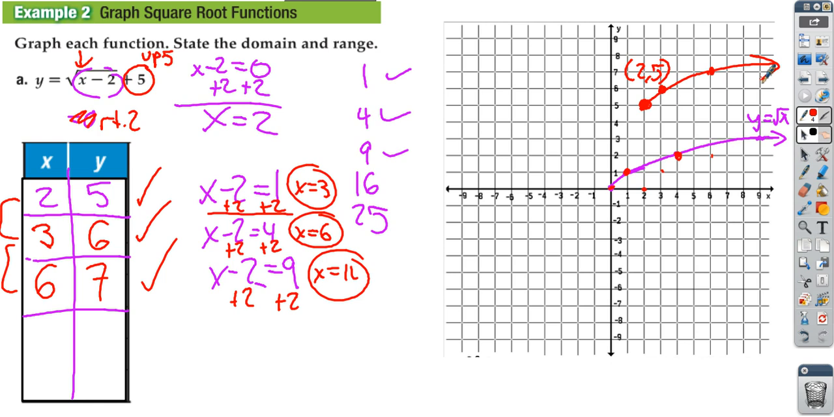What's the domain and the range? The domain is any x that is, let's use a different color so you can see it, any x value to the right of that dot, and that dot occurs at x equals 2. So that means x can be greater than or equal to 2. What's the range? The range is any y value that's above that 5 right there. So y is greater than or equal to 5 would be your range.